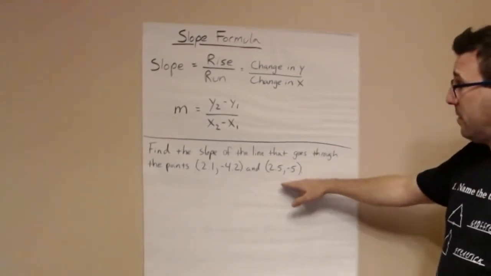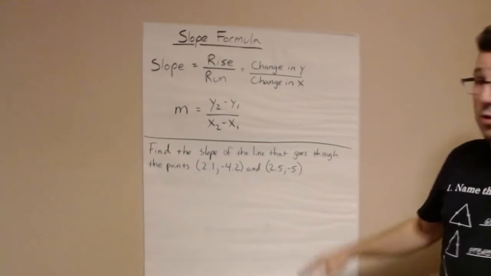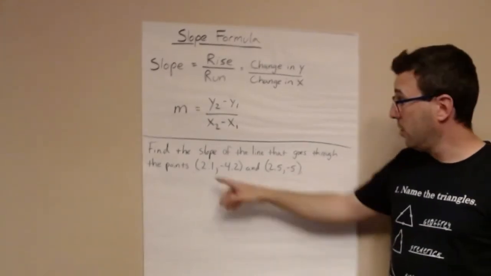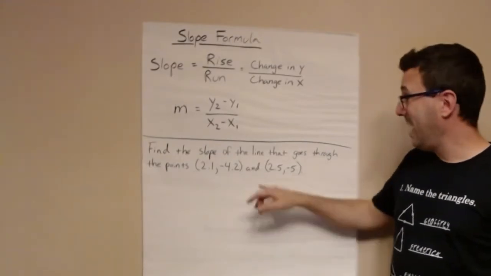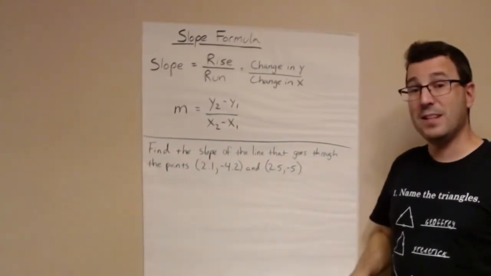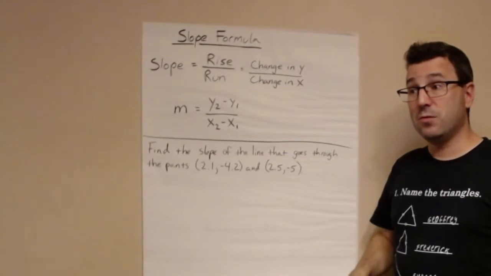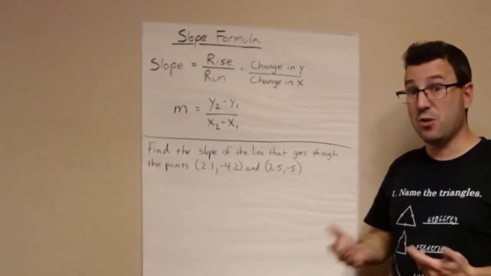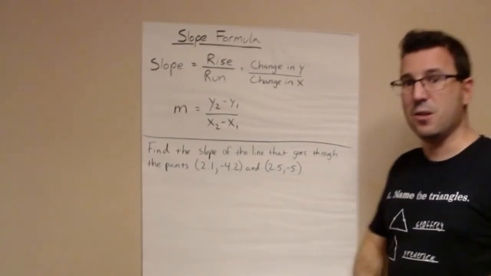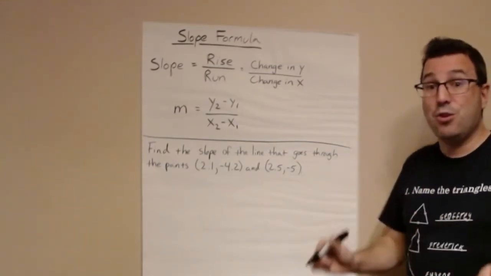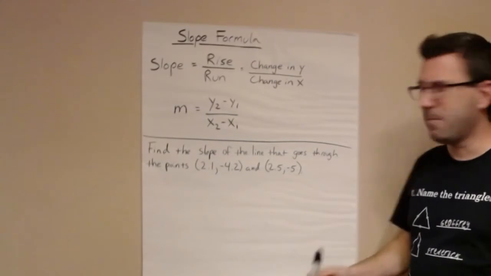So we have: find the slope of the line that goes through the points (2.1, negative 4.2) and (2.5, negative 5). So I chose some ugly numbers. I chose some decimal numbers because once a lot of students see those, they freak out and they go, I can't do that. Yeah, you can.